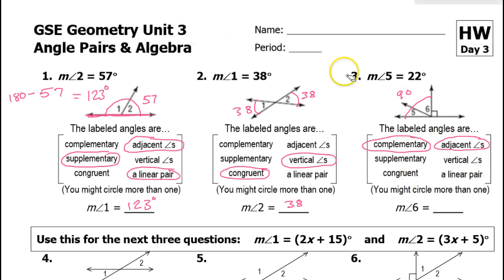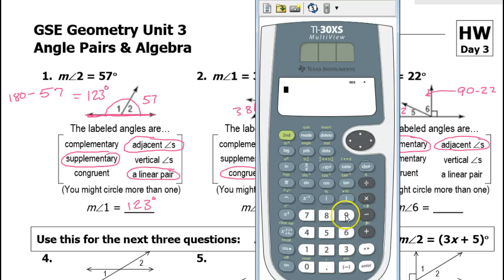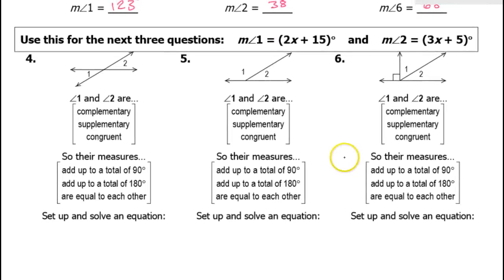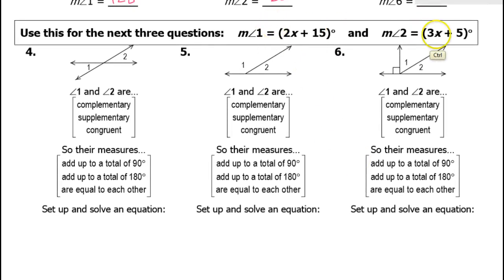So in terms of circling, we're done. Now, if the measure of angle 5 is 22 degrees, if I want to find angle 6, I should be doing 90 minus 22. So that's going to be 68. All right, so we're going to use this information for the next 3 questions.